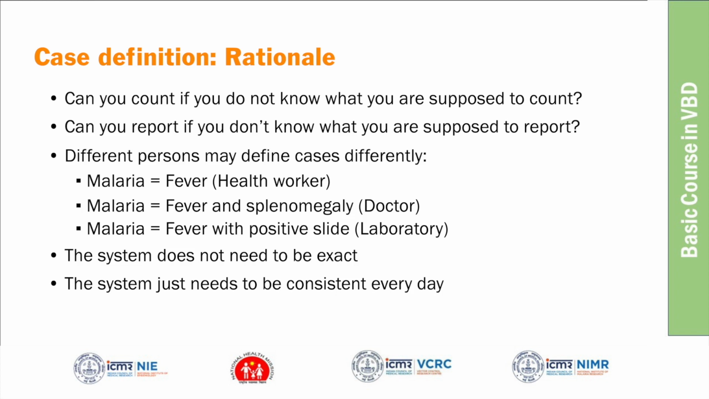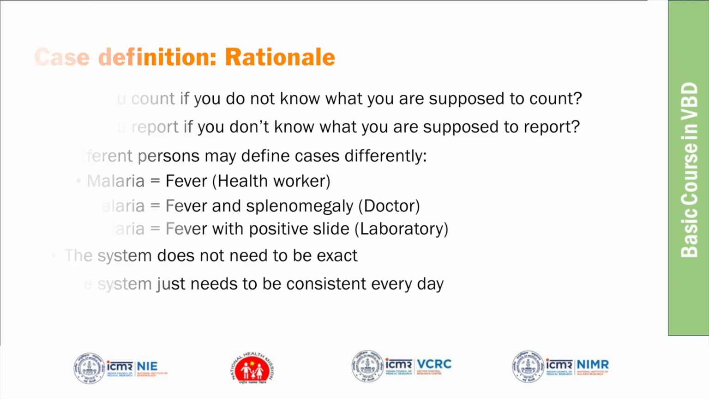If it is a doctor, he will give a clearer understanding, maybe fever with splenomegaly, and a laboratory person will say a fever with a positive slide. So based on the designation or the experience, the definition may vary. So we need to give a clear-cut definition of each disease, then only we can collect data in the surveillance system. The system just needs to be very consistent every day. So it's not about the person. We need to make a clear-cut definition of each disease or syndrome or behavior pattern or environmental issue. Then only we can collect data of any diseases or events.